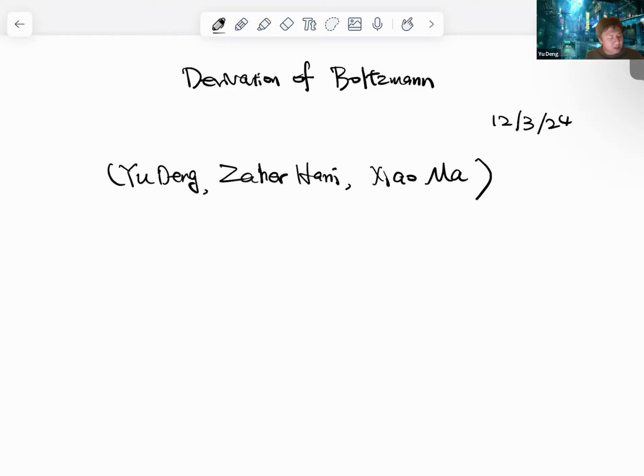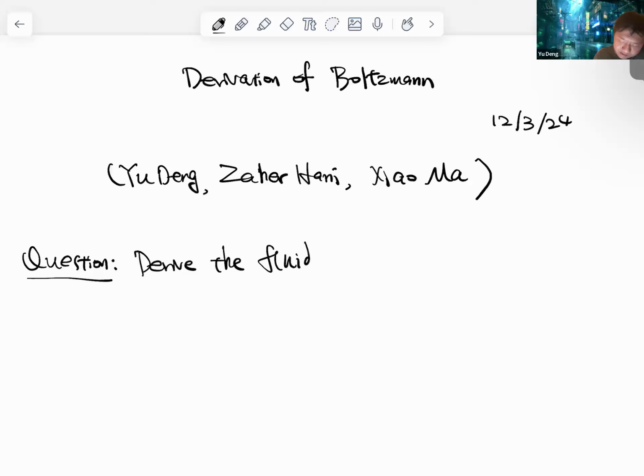Okay, so we start with the basic setup, the scope of the problem. We are talking about derivation of Boltzmann, but before that, we'll put it in a more general, bigger picture of deriving fluid equations. So the first question: derive the fluid equations from so-called first principles. Here, fluid equations means, for example, Euler and Navier-Stokes and related systems.